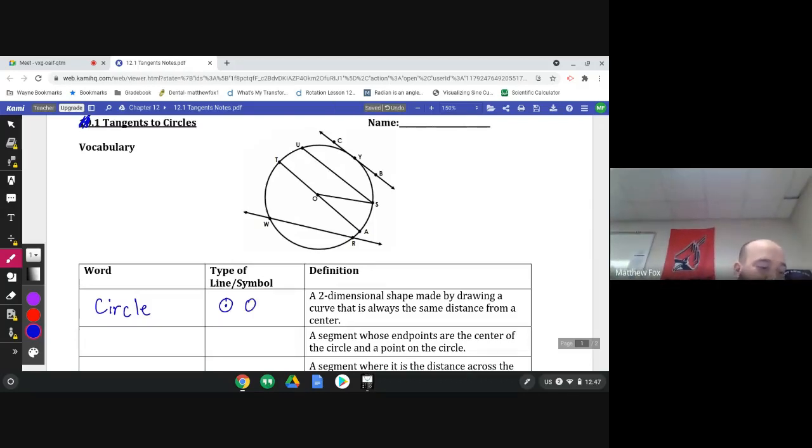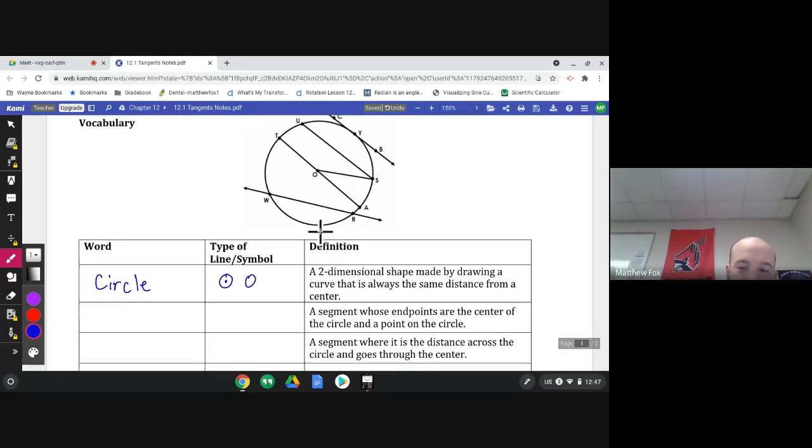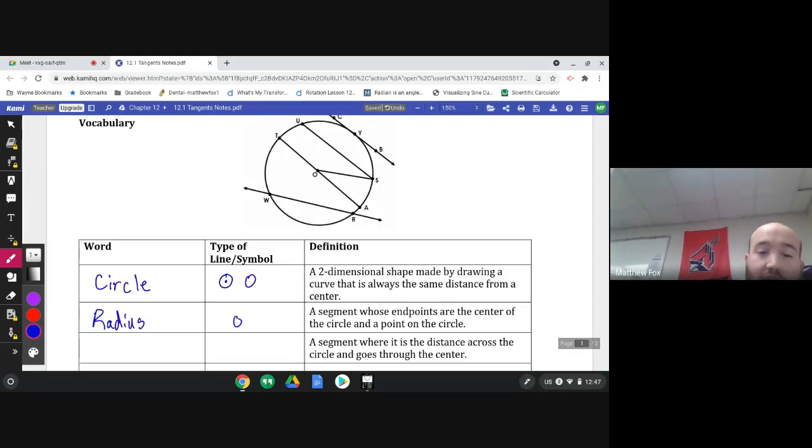Okay. Now, our next one, it says a segment whose endpoints are the center of the circle and a point on the circle. So it goes from the center to the edge. Okay, so like OS here. And this is what we know as the radius. I'm guessing lots of you have heard this before. Radius goes from the center to the edge. I could do like OS and put a little segment sign over the top. So from O to S is our radius.